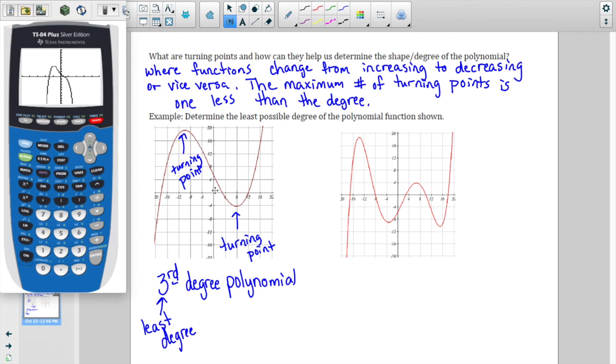less than the degree. This one, we have a turning point right here, here, here, and here. So we have 4 turning points. And again, notice that those turning points occur where I have maxes or mins. So I have a relative max, relative min, relative max, relative min. Notice there are no absolute maxes or mins because of my end behavior on this function. So the least degree is 5.